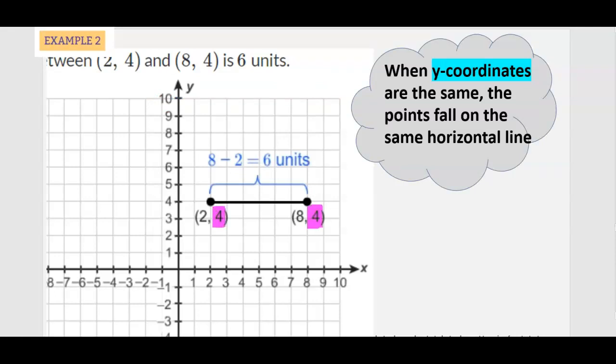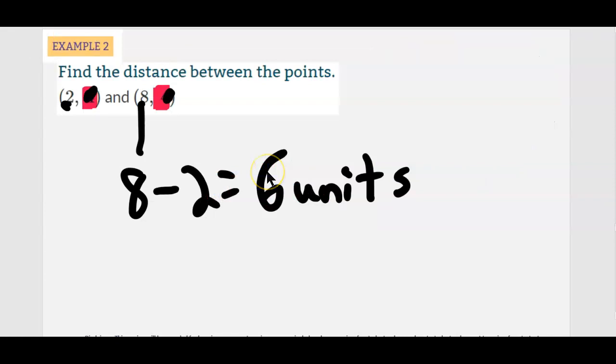The 4s are the same. We're not using those. The distance coordinates are 8 and 2. 8 minus 2. Let's see, what does that give us? 1, 2, 3, 4, 5, 6. Isn't that what we said? 6 units? Yeah, 6 units.